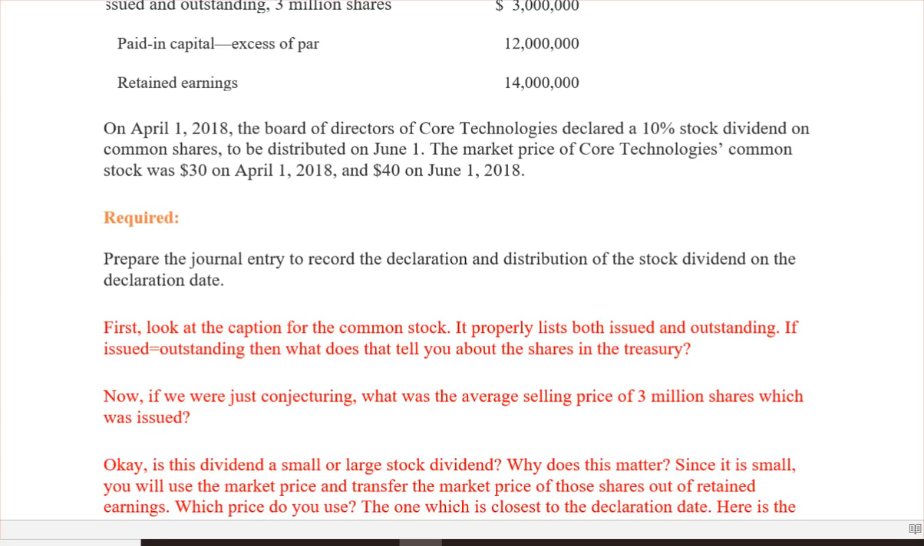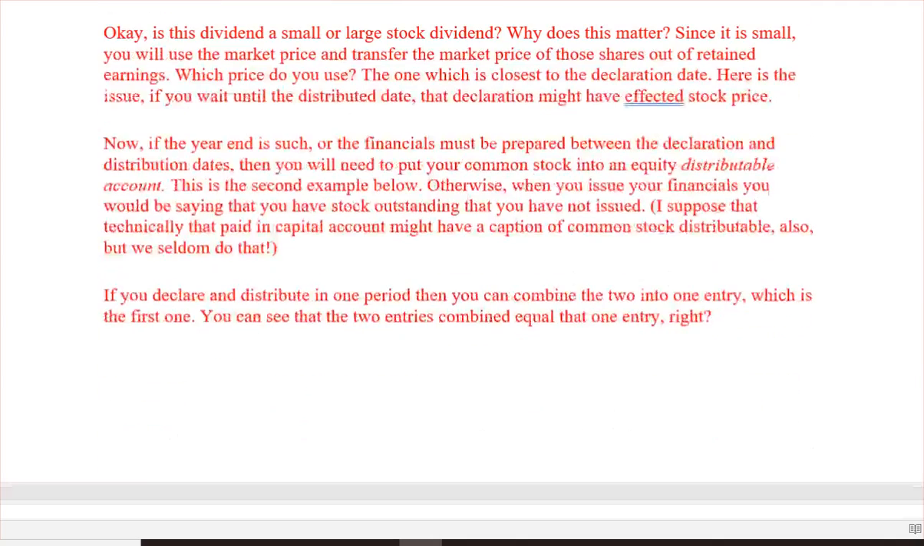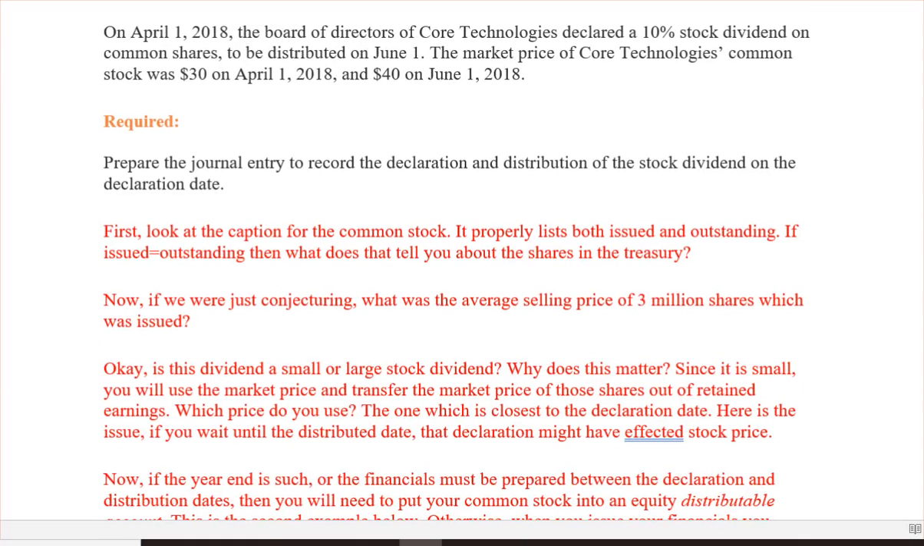It lists in the common stock, it lists both issued and outstanding. So just as a review, if issued is outstanding, what does that tell you about the number of shares in the treasury? If you don't know, you need to go back and review those concepts. What was the average selling price of 3 million shares that were issued? Can you figure that out by looking at the common stock accounts, the paid-in capital and the common stock? Now, is this a large or is it a small dividend? I've already told you that, right?